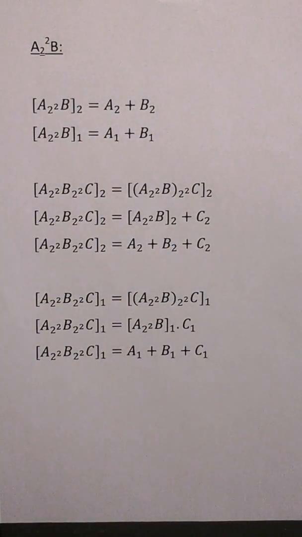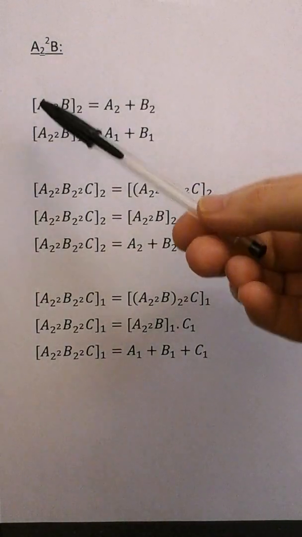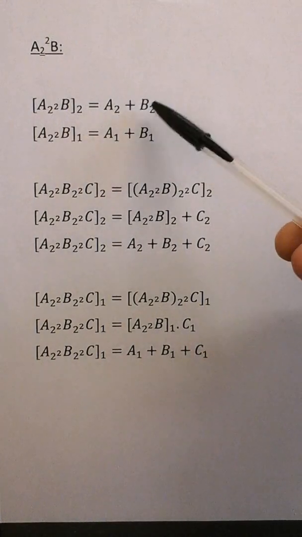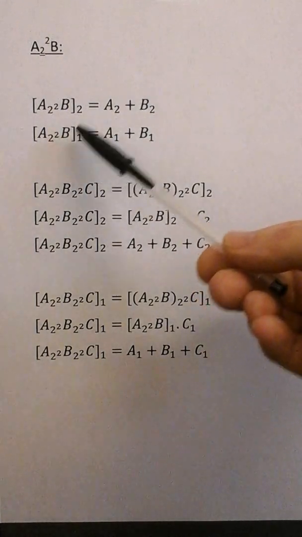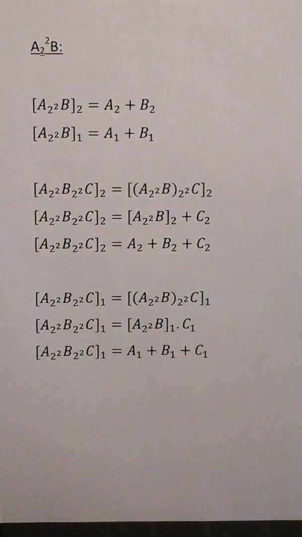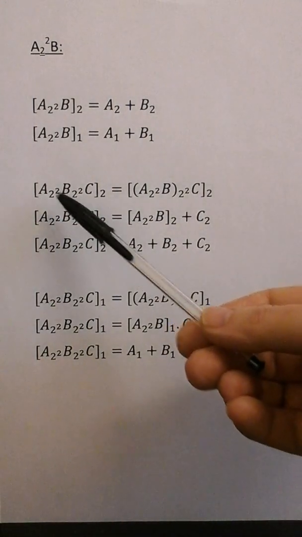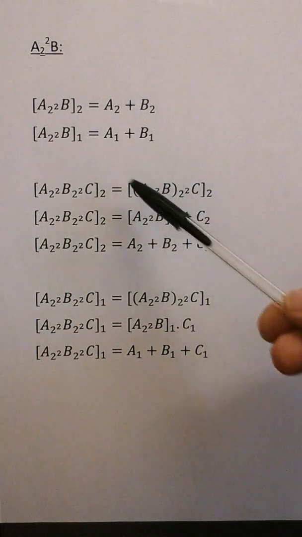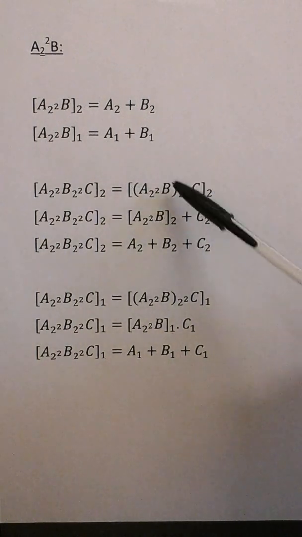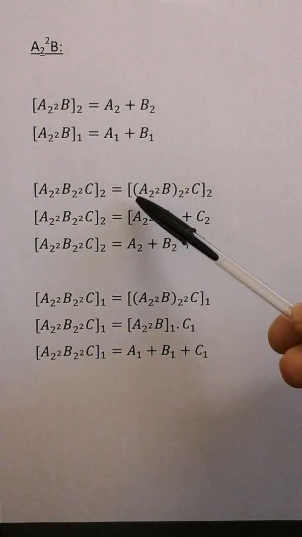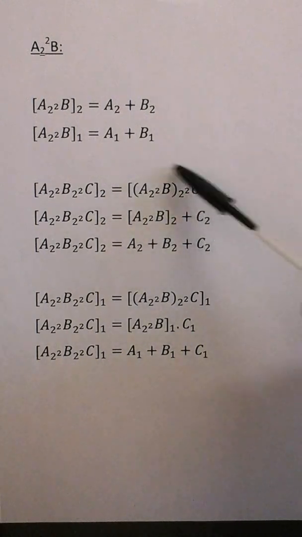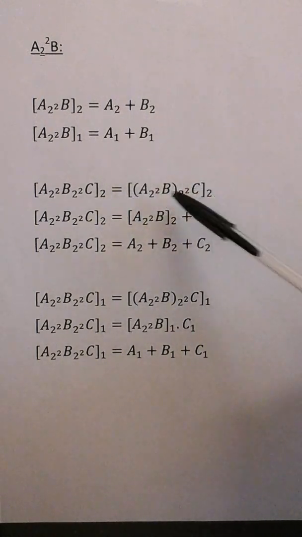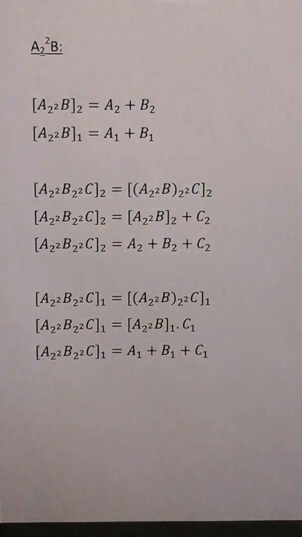So lastly we have the maximal function. Again, A2 squared B2 is A2 or B2. A2 squared B1 is A1 or B1. So for A2 squared B2 squared C2, you bracket it off using the associative law. Treat that as a two variable function here, lump that together and treat this as a two variable function.